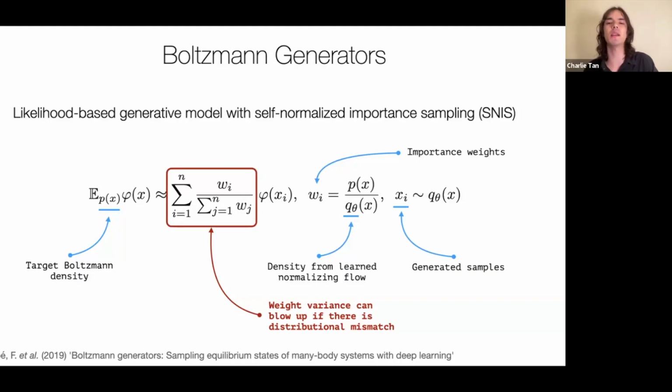And actually, Q of theta can be an arbitrary proposal, but if there's a big distributional mismatch between Q of theta and P of x, the weight variance will blow up and it's just going to be completely intractable. And whilst theoretically infinite samples from a Gaussian as your Q theta would be fine, in practice it's not going to work very well.